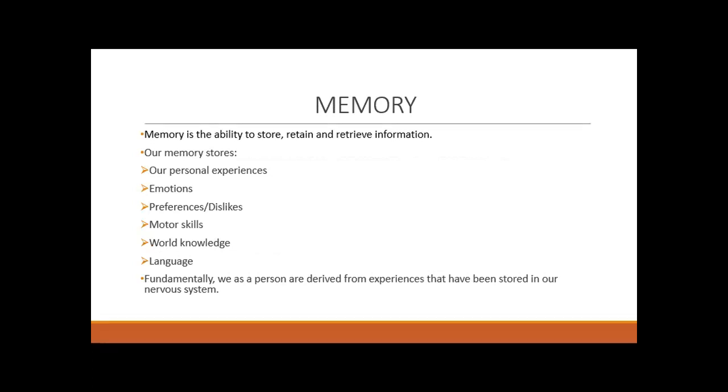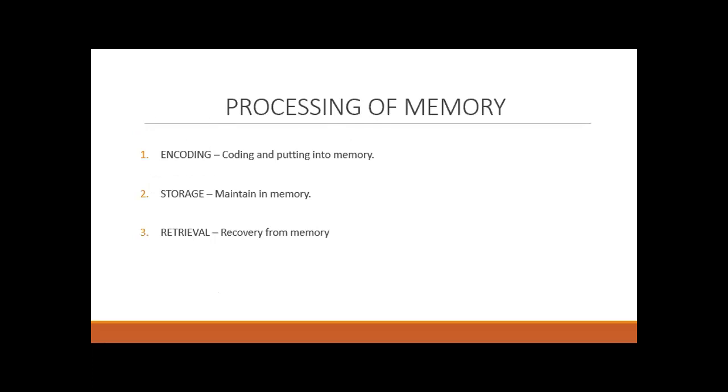Memory is the ability to store, retain, and retrieve information. Our memory stores our personal experiences, emotions, preferences or dislikes, motor skills, world knowledge, language. Fundamentally, we as a person are derived from experiences that have been stored in our nervous system. Processing of memory consists of encoding, that is coding and putting into memory, storage, that is maintaining the memory, and retrieval, that is recovery from memory.